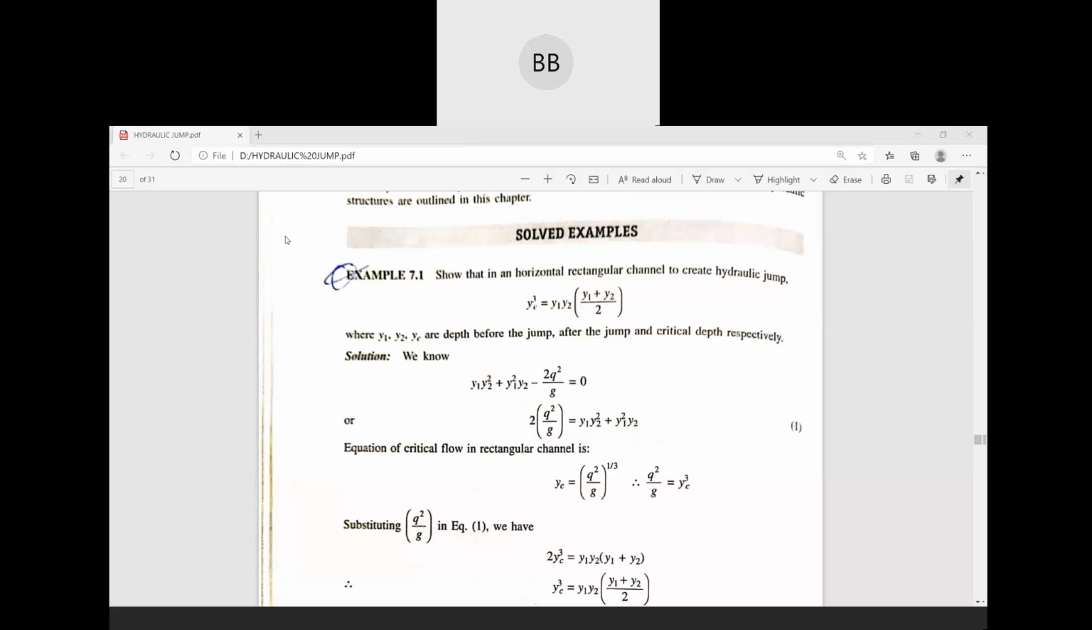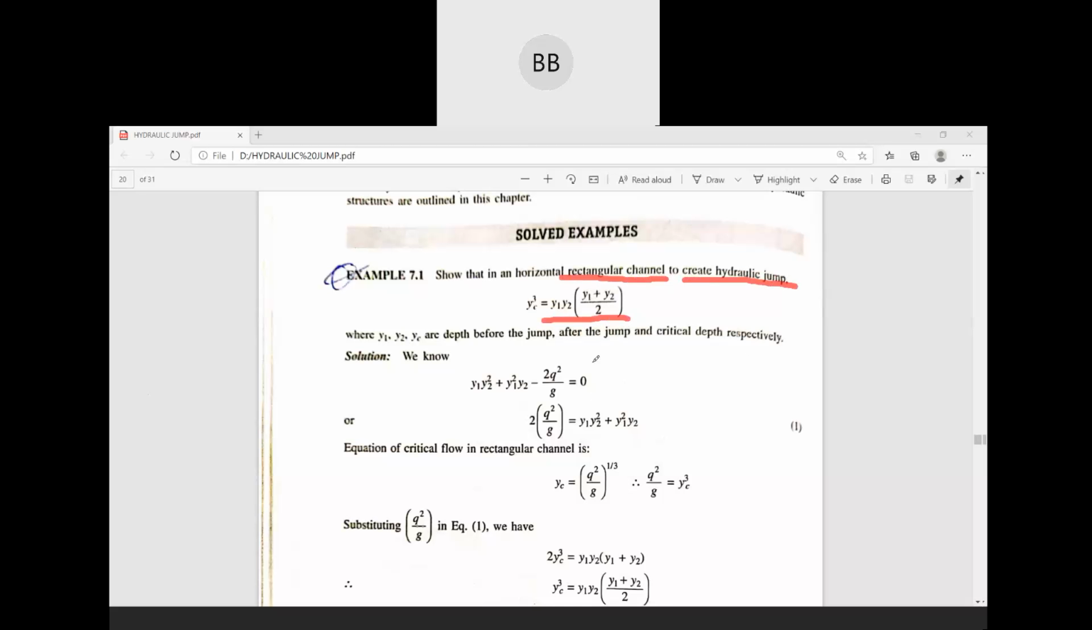So what's given in this question? We have to show that yc cube is equal to y1 y2 multiplied by y1 plus y2 divided by 2. So for a rectangular channel, we have to prove that our critical depth whole cube is equal to this, for a horizontal rectangular channel, and this is valid for a hydraulic jump. We have to prove.